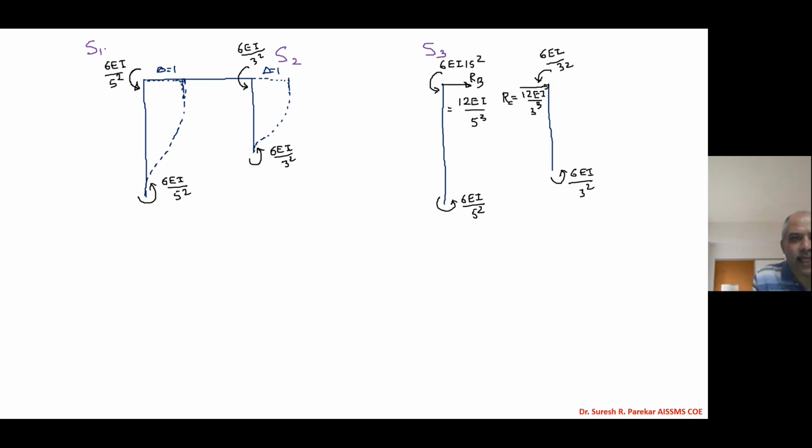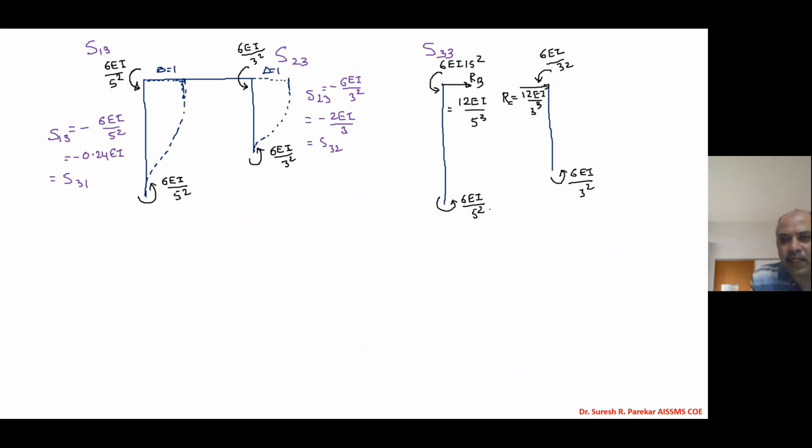Now we have applied unit displacement at 3. So S11, S13, S23 and S33. And there we will get S13 equal to minus 6 EI upon 5 square, equal to minus 0.24 EI. Same value we have for S31, equal to S13. Then we have S23 equal to minus 6 EI upon 3 square, equal to minus 2 EI by 3, which is equal to S32.